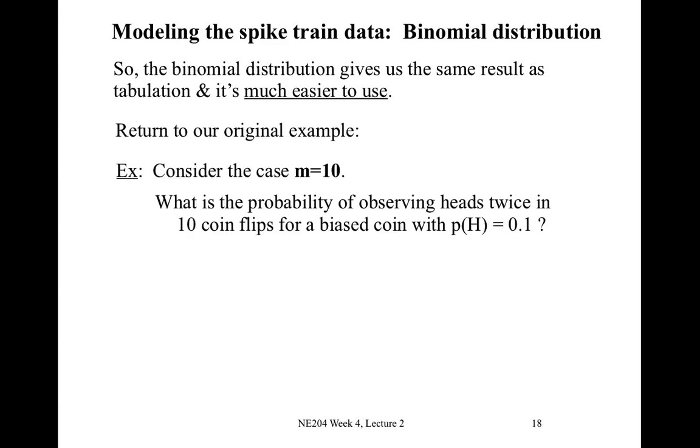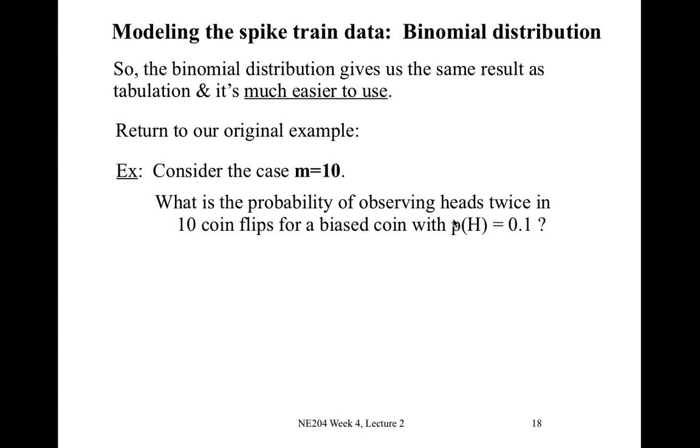And if we return to this original example, and we consider the case of 10 subintervals, so m equals 10, we can ask what's the probability of observing heads twice in 10 coin flips for a biased coin with the probability of heads 0.1. You may remember that we tried to begin tabulating these values. If we have 10 coin flips, what are all the possible patterns that'll give us heads once? Maybe we get 2 H's right at the beginning, or maybe they're somewhere in the middle or at the end. It would be possible, I guess, to list all those values, although it would take us a long time and we're sure to make an error.